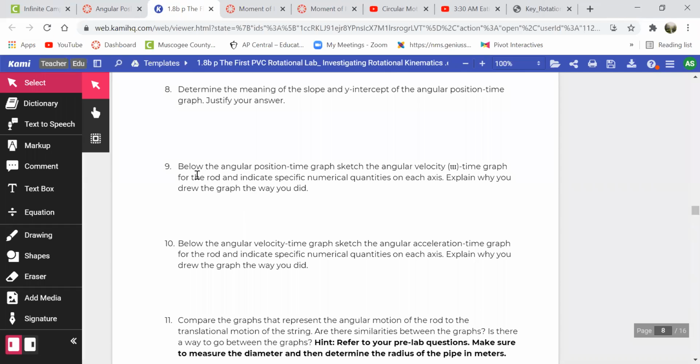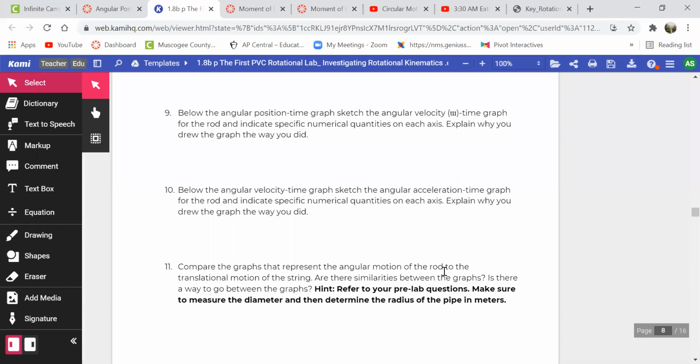All right, below the angular position time graph, sketch the angular velocity versus time graph. How do you get a velocity versus time graph from a position versus time graph? All right, derivative, or the slope of the line. The slope of the line is how you're going to graph that second graph. Then below the angular velocity versus time, maybe you can predict what happens next. We're going to do an acceleration versus time graph. And how are you going to get the acceleration versus time graph? The derivative or the slope of the velocity versus time graph.